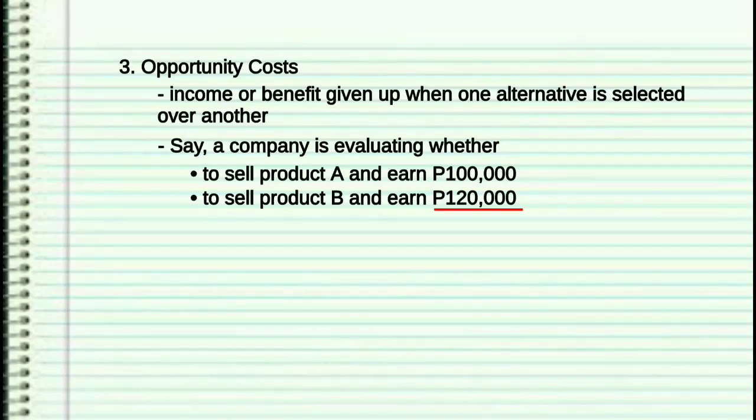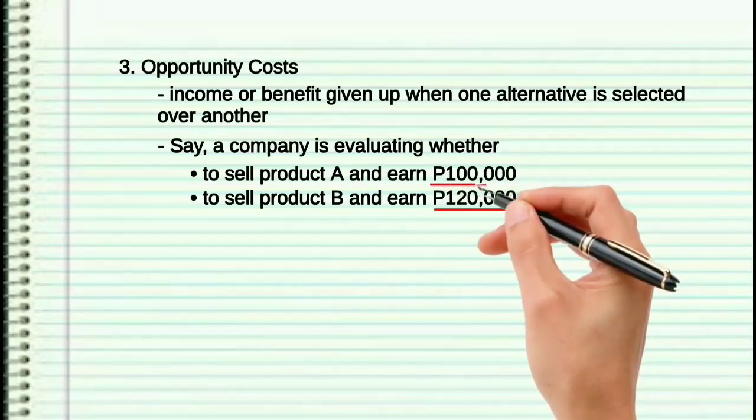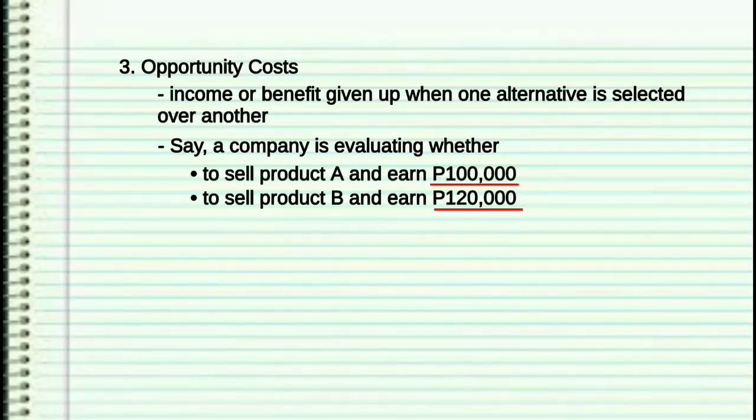Kung yung company naman nag-decide na ibenta yung product B, that means hindi niya piniling ibenta yung product A, that means the opportunity cost is the 100,000 pesos na hindi ma-earn ng company kasi nga hindi niya piniling ibenta yung product A. That is the opportunity cost. Again, the opportunity cost is the income or benefit given up when one alternative is selected over another.